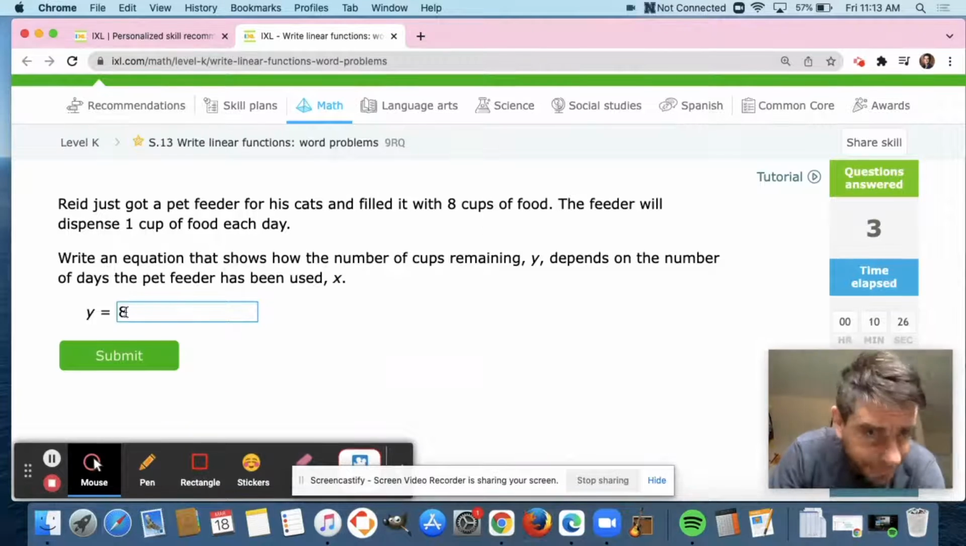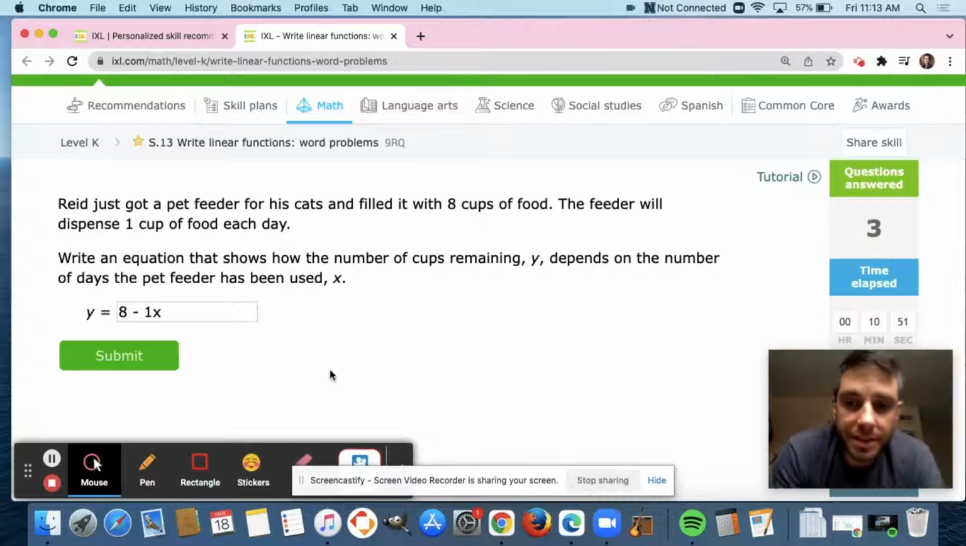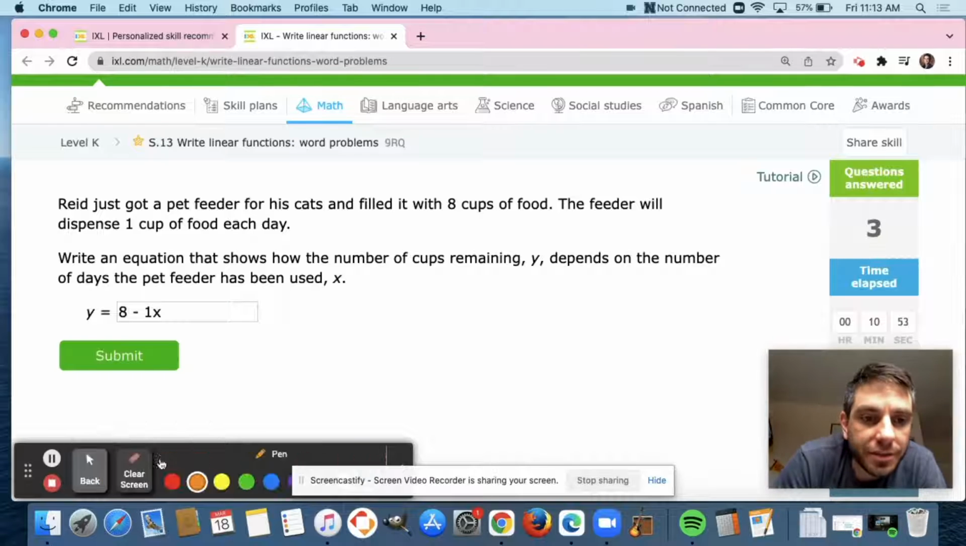So this pet feeder starts at 8 cups of food, and then it loses or dispenses 1 cup of food each day. So the total number of cups remaining, y, is calculated by starting at 8 and subtracting 1 for each day. All right. So let's talk about some of the patterns here in this question, because if I hit submit, it's going to say that's okay. But let's talk about patterns.